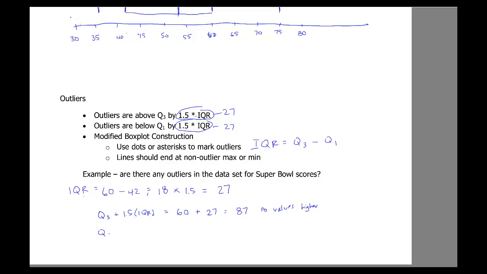So going the other way, we want to go quartile 1 minus 1.5 times IQR. The first quartile was 42, and 1.5 times IQR is 27. And if we subtract that, we get 15. There were no values in our list lower than that, which means there are no outliers on the low end either. So there are no outliers or extreme values in this data set.